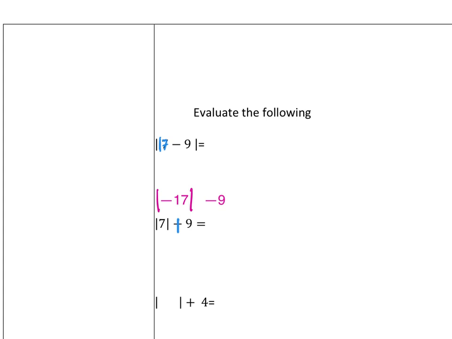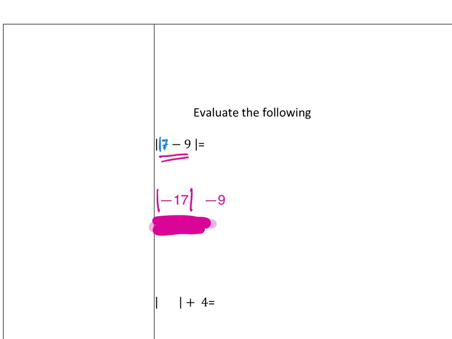Let's adjust these a little bit, because you don't know how to do this yet, how to take 7 minus 9. So just put a 1 in front of there. Then we're going to make this one change also. We're going to change this one over. Just forget that. Okay, and rewrite it as the absolute value of negative 17 minus 9.